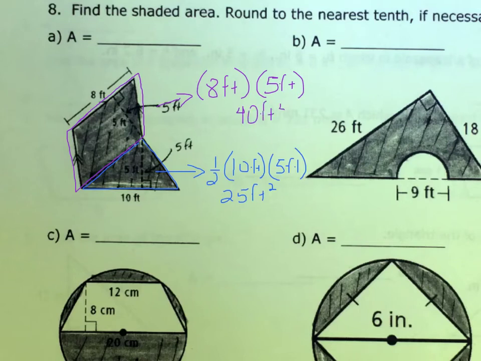When you add both of them, the answer to this should be what? 65. So the answer is 65 square feet. And that's it. Okay, that was number 8.